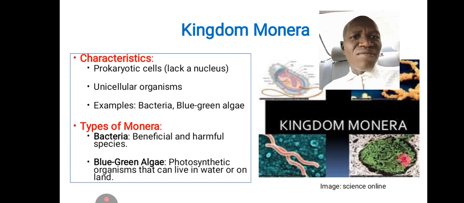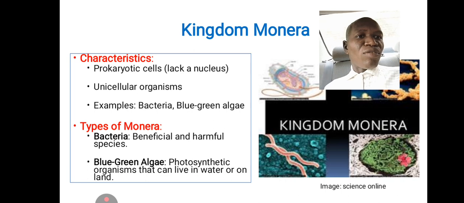All right, we have blue-green algae. What are blue-green algae? They are photosynthetic organisms that can live in water or on land. You remember phytoplankton and zooplankton? Phyto are plants in water. Some of them are microscopic. So that's what we call blue-green algae.